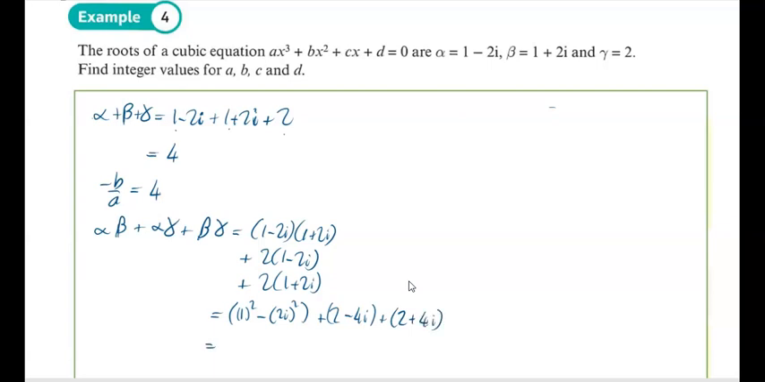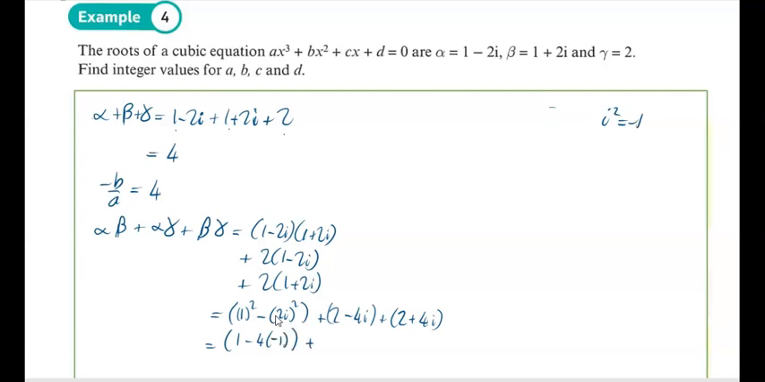Okay, we'll look at this one. This is where it gets a wee bit tricky. 1 squared is dead easy. That's just going to be 1. And then minus 2 squared, which is just going to be 4. So that's just going to be minus 4. And remember, i squared gives you minus 1. So that's going to be 4 upon minus 1.